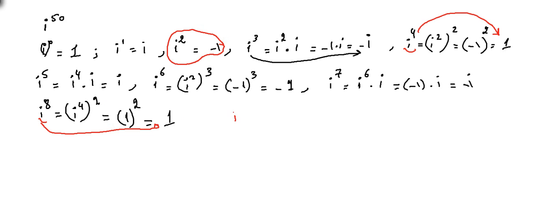If we continue, we are going to find i to the power 12, i to the power 16, i to the power 20, etc. All are equal to 1. So if the exponent is a multiple of 4: 4 times 1 is 4, 4 times 2 is 8, 4 times 3 is 12, 4 times 4 is 16, 4 times 5 is 20. This means the answer of i to the power 12 is 1.